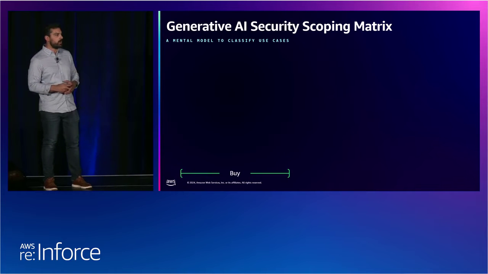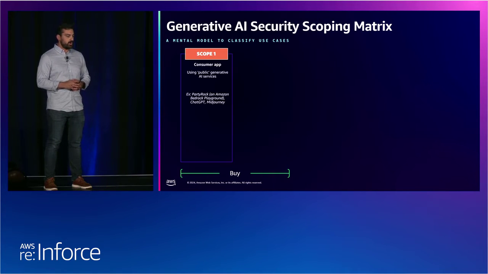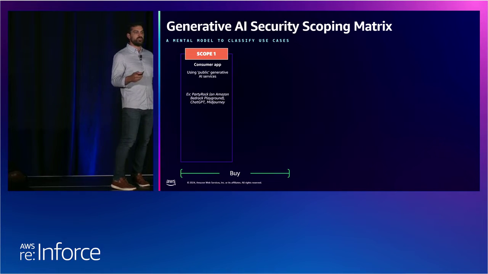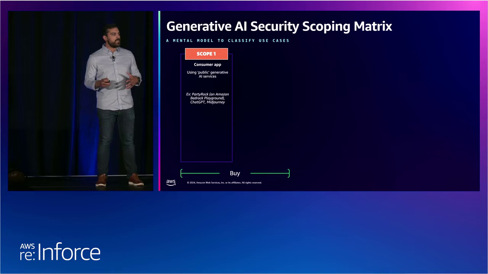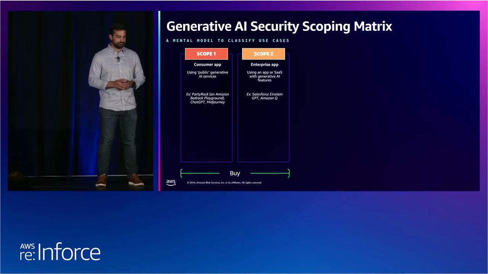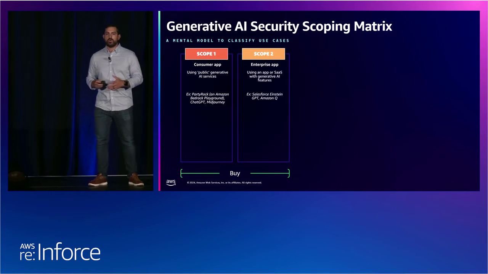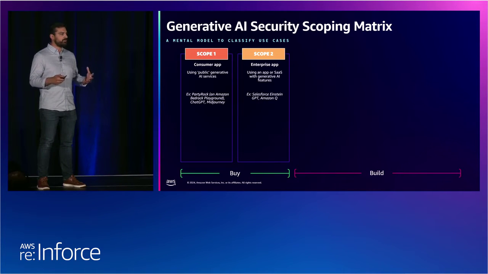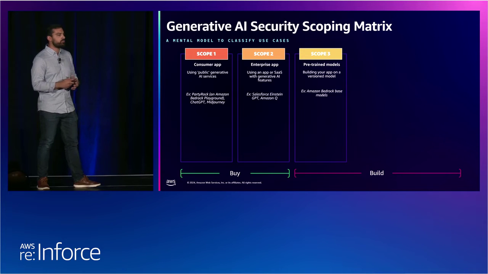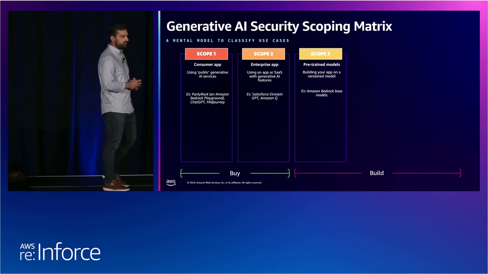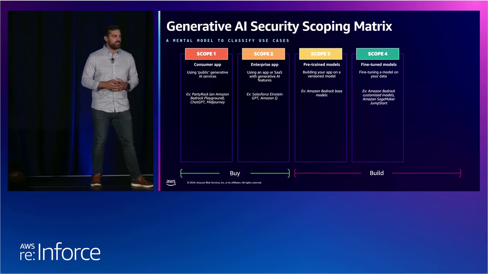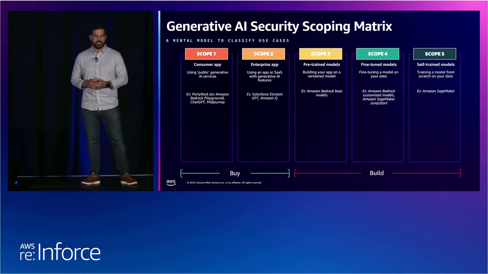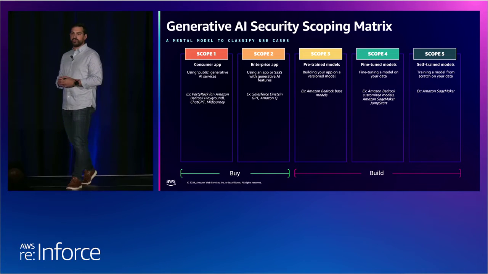The first set of scopes are the buy scopes. So for scope 1, we have your consumer off-the-shelf applications that may be leveraged within your organization. Some may consider this shadow IT. Scope 2 are your enterprise applications. Now moving into the build scopes, scope 3 are your pre-trained models. Scope 4 are your fine-tuned models. This is when your organization brings data into the model itself. And scope 5 are your self-trained models.